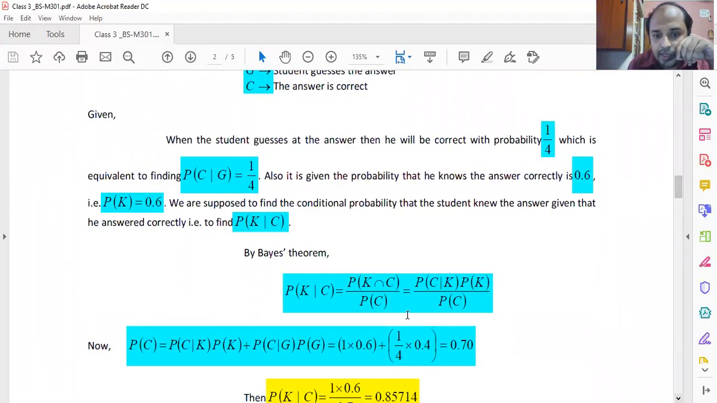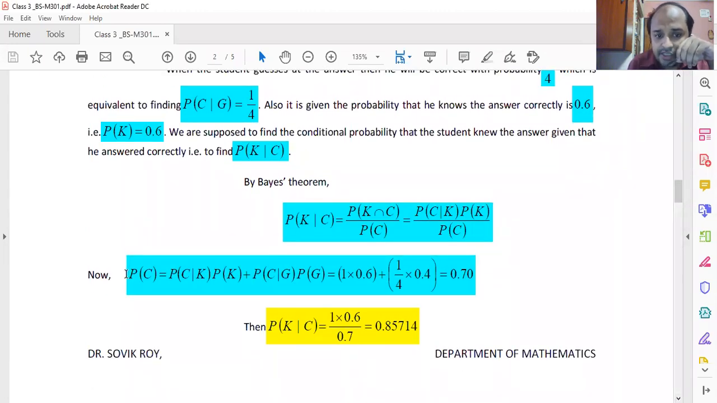By applying Bayes theorem, I can write probability of K given C as, first of all, let us apply the definition of conditional probability. So it can be written as probability of K intersection C by probability of C. Now let us apply Bayes theorem. Probability of K intersection C can be broken into two halves. Write the reverse: probability of C given K into probability of K, divided by probability of C. We need to find the probability of C first of all. Then only we can find the remaining portion of the problem.